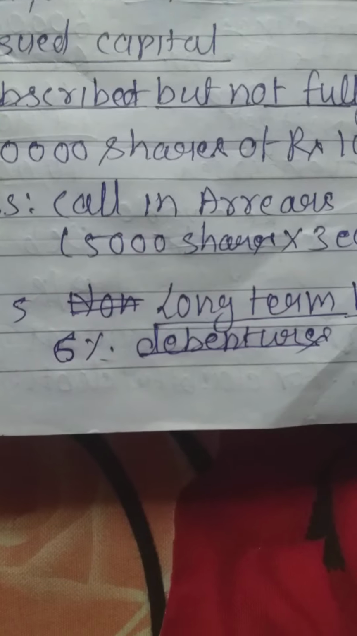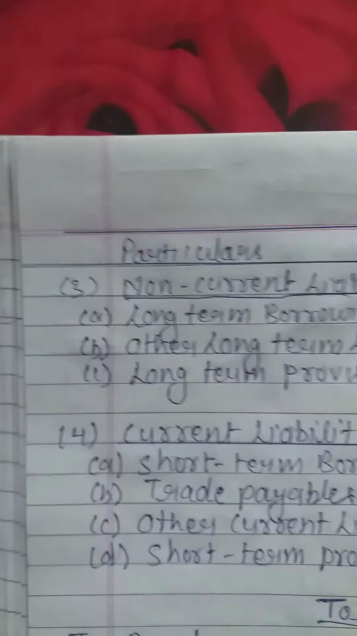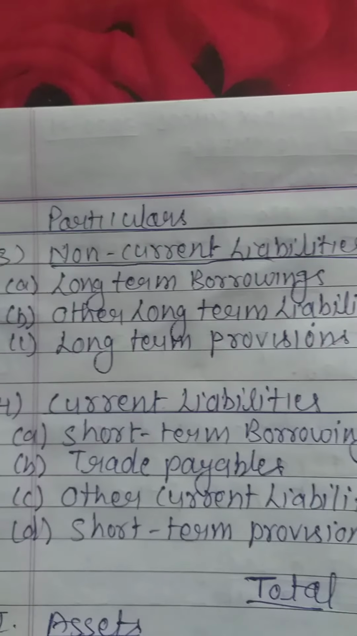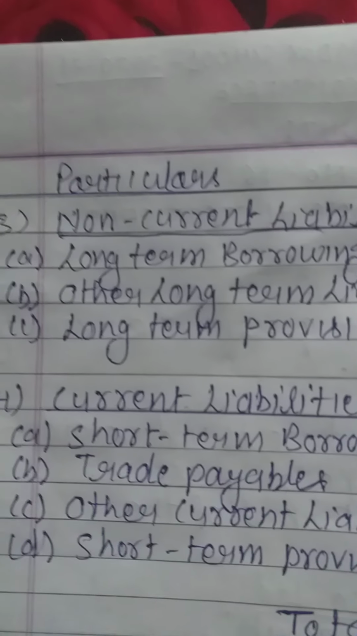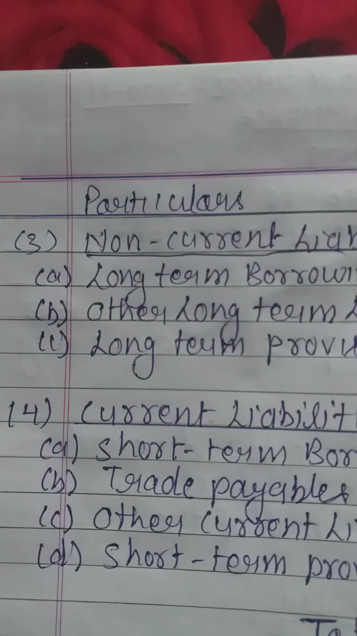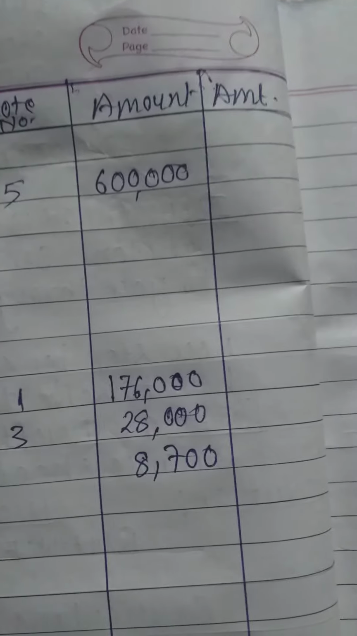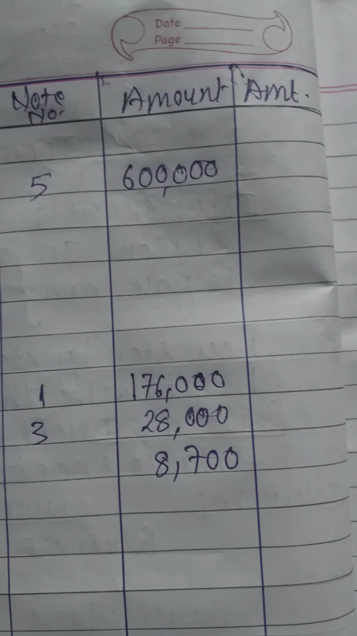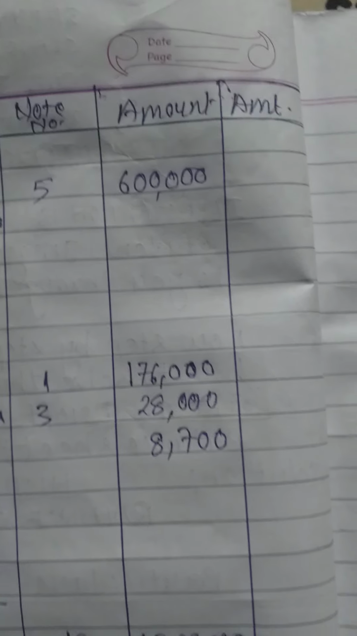Now, what is the next? Note number 5, long term borrowings. Under this, 6% debentures worth rupees 6 lakh was there. Long term borrowing is a part of non current liabilities, the very first heading of non current liabilities. Under this long term borrowing, note number 5, 6 lakh. Here you need not mention that it is a part of debentures because we have already done it through notes.